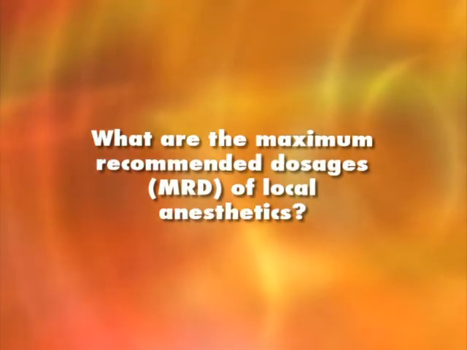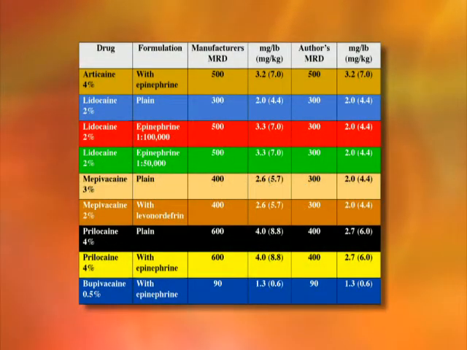What are the maximum recommended dosages of local anesthetics? MRDs for the commonly used local anesthetics in dentistry are calculated as milligrams per pound or milligrams per kilogram of body weight, up to an absolute maximum dosage. Other factors which might modify the MRD include the duration of time over which the drug is to be administered and the physical status of the patient.